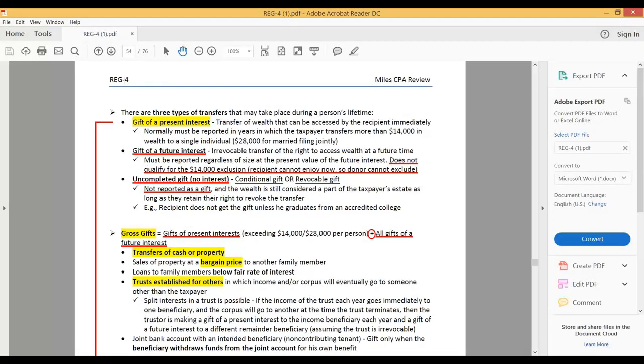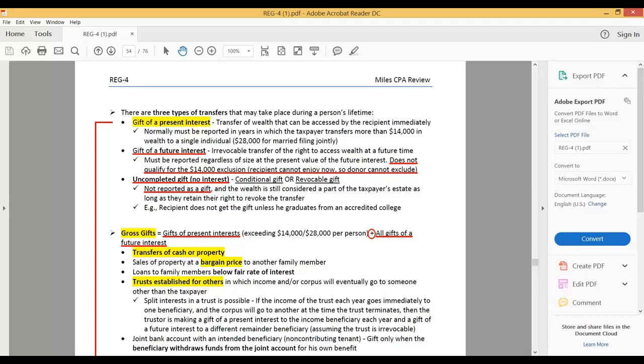Okay, so what is a gift of present interest? Basically, a gift is of present interest if the recipient is able to enjoy its benefits immediately. If I gift a car to somebody, the car is for immediate enjoyment of that person. So that is a gift of present interest.